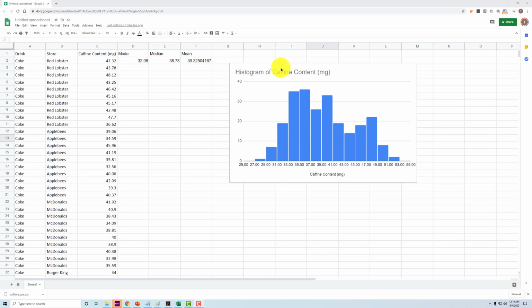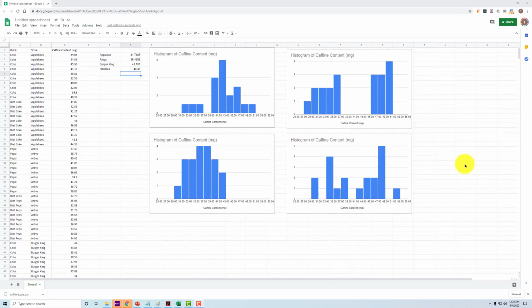For example, let's look at what happens when instead of just doing histograms of all the caffeine content regardless of restaurant, we break them up into different restaurants. What I've done is created separate histograms for just Applebee's, just Arby's, just Burger King, and just Hardee's. Over here, if we look at the means, we will see with the exception of Arby's, the difference between Applebee's, Burger King, and Hardee's, they're all very, very similar. There's just not much difference in means.